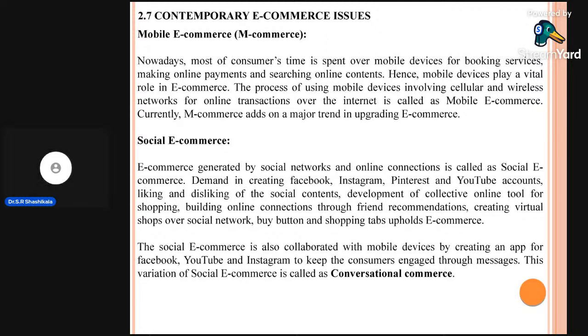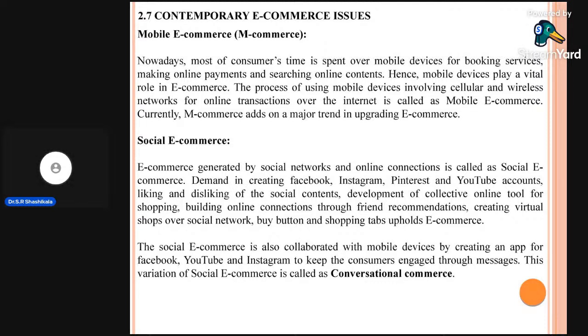The first one is mobile e-commerce. Most of the customers' time is spent on mobile devices for booking services, making online payments, and searching online content. Hence mobile devices play an important role in the development of e-commerce. So for online transactions over a period of time, the internet is utilized. This is also known as mobile e-commerce, or we call it by the term m-commerce.